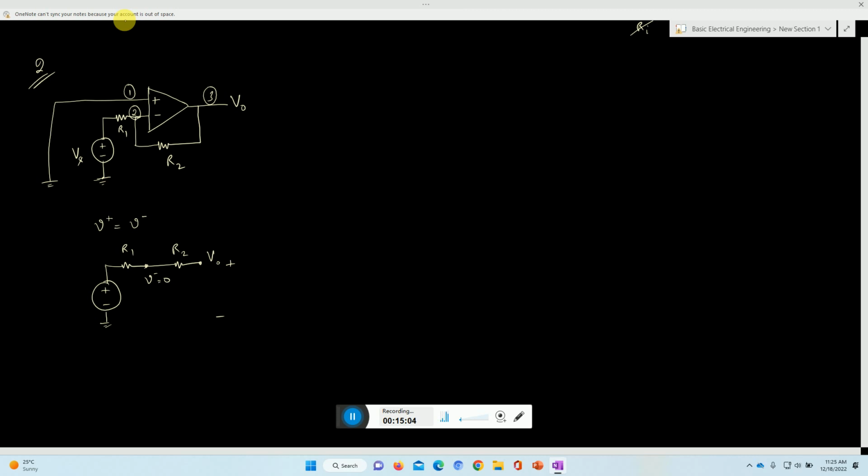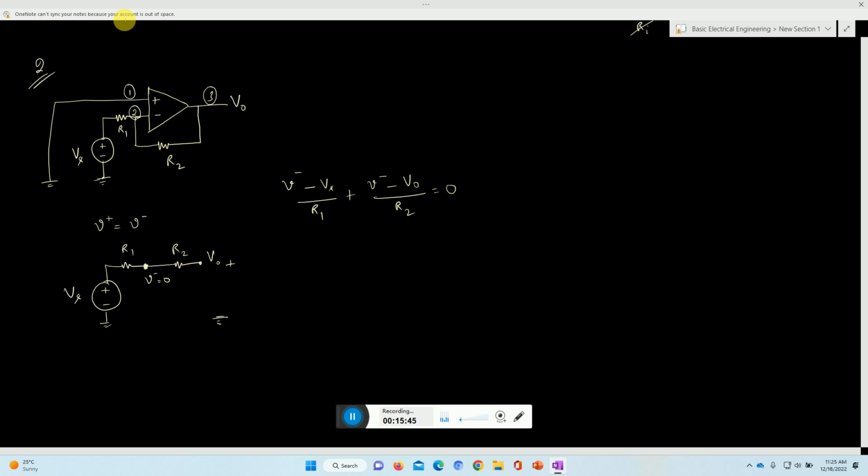So now, this is also with respect to ground, we want to know what V0 is. We can have a node at this point and apply node analysis: V minus minus Vs, divided by R1, plus V minus minus V0, divided by R2, is equal to 0. This is KCL at this node.